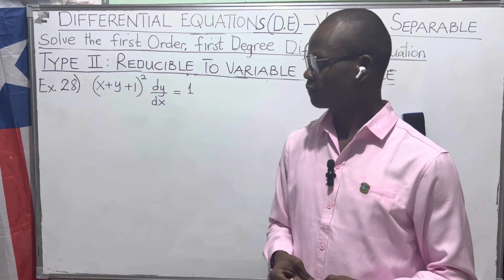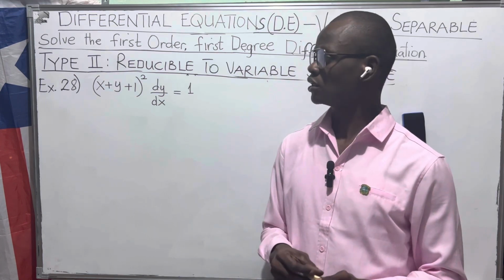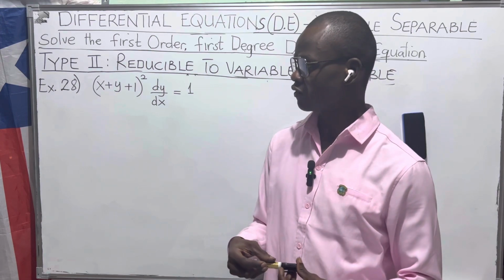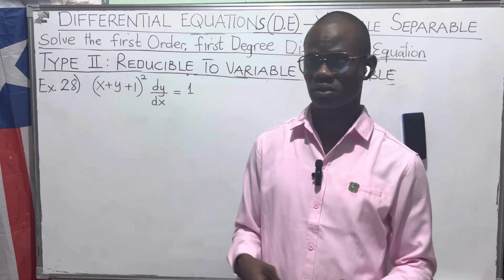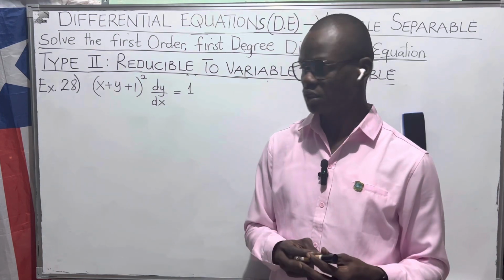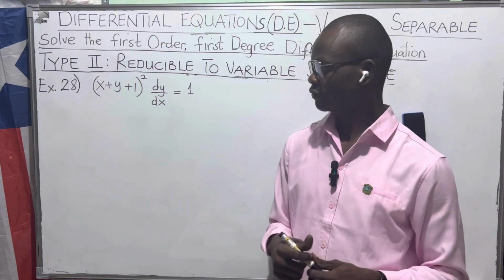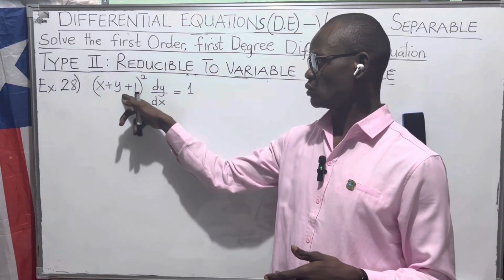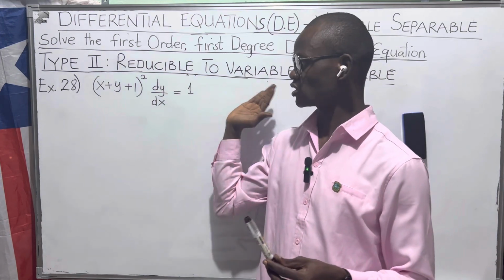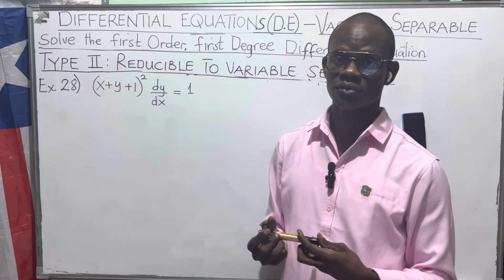So let's get started. We have question number 28, and it is on variable separable. We have solved up to 27 problems, and this is the 28th problem. We have (x plus y plus 1) raised to the second power times dy by dx equals 1. If you look at this problem, no matter how you expand it and fight to separate the variables, like putting x on one side and y on the other side, you are not going to go anywhere.